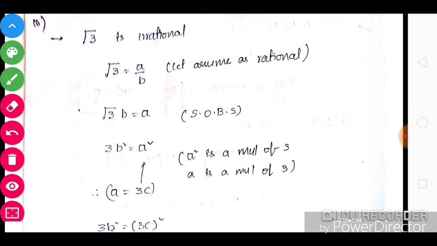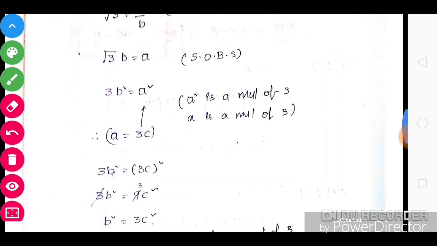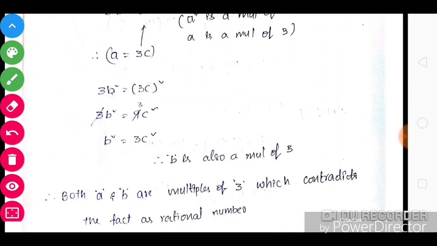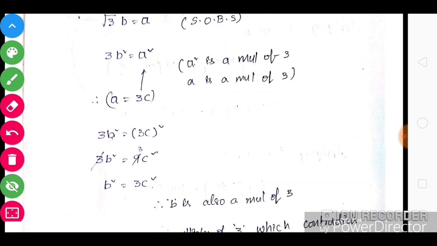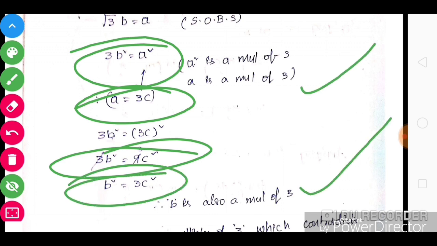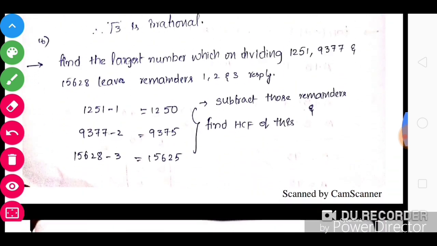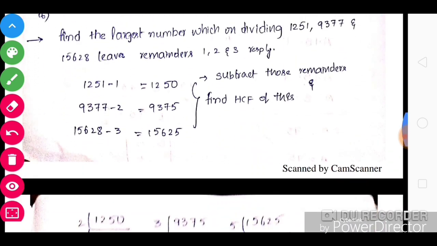So you have to prove root 3 is irrational. Root 3 is equal to A by B, so root 3 B is equal to A. Squaring on both sides, A square is equal to 3B square, so A is a multiple of 3. Substituting back, with A equal to 3C, 3B square is equal to 9C square, B square is equal to 3C square. So A is a multiple of 3, and B is a multiple of 3, which contradicts the assumption that it is a rational number. So therefore root 3 is irrational. This question is important and you already know this question.